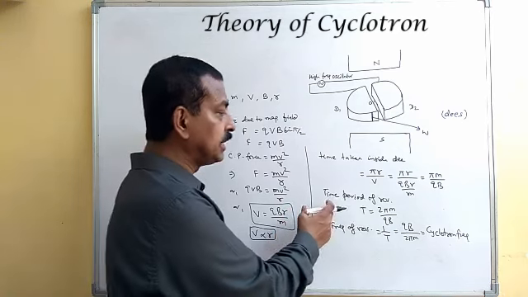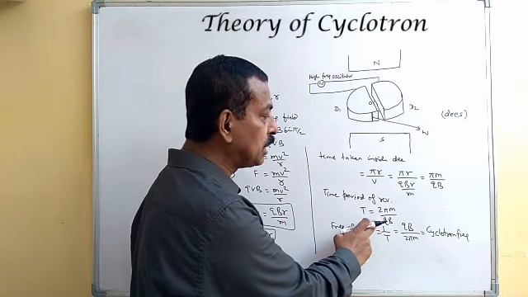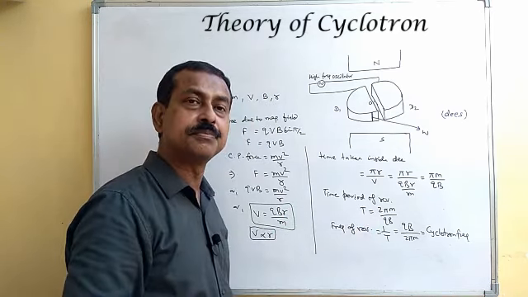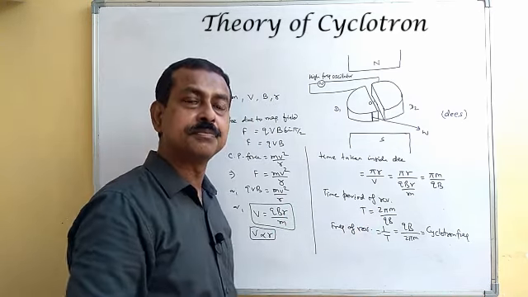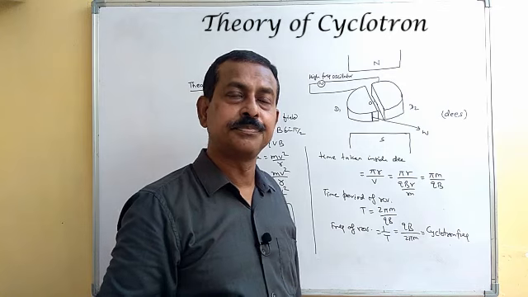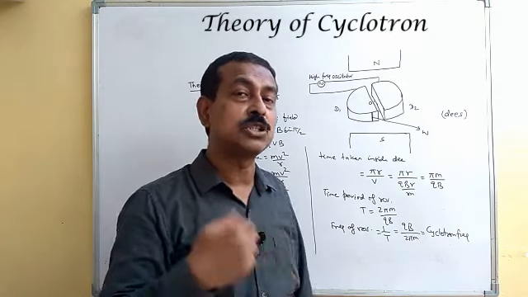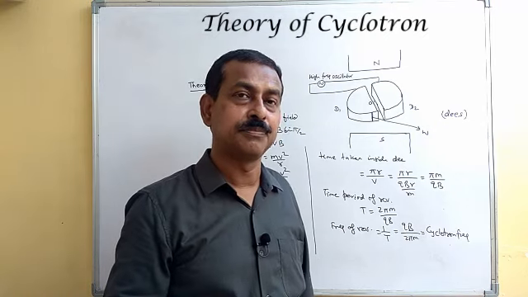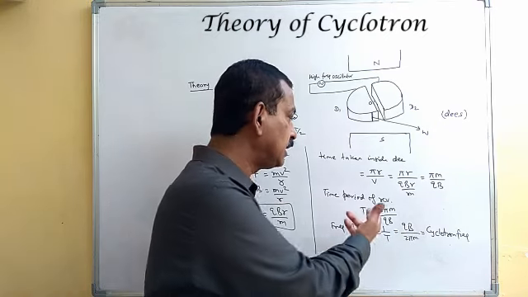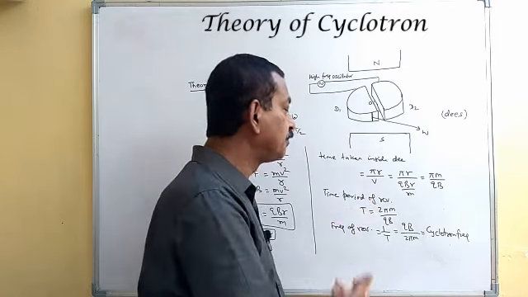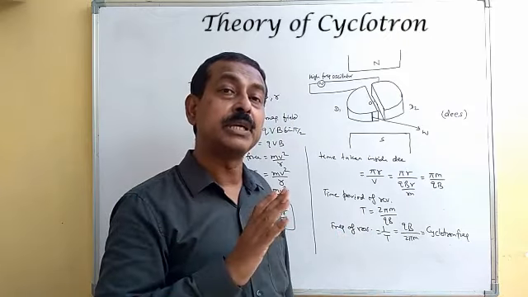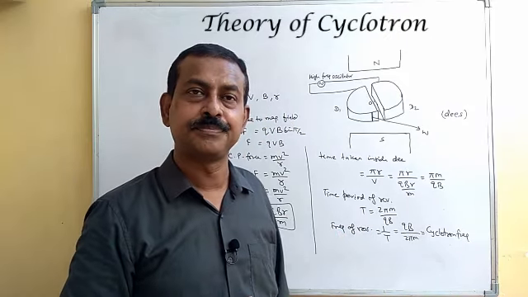And we can also see here that the time period does not depend upon the velocity. It only depends upon the mass, charge, and magnetic field. Because if the velocity or the speed is more, the radius is also more. So that is why you'll find that the time period term will be independent of that quantity.